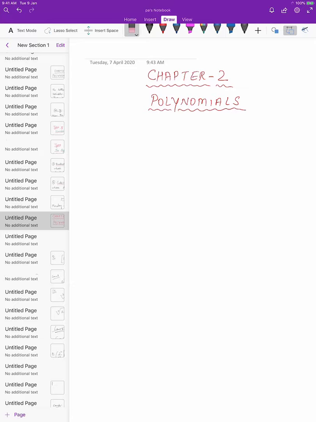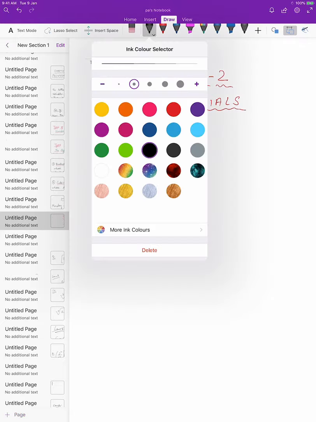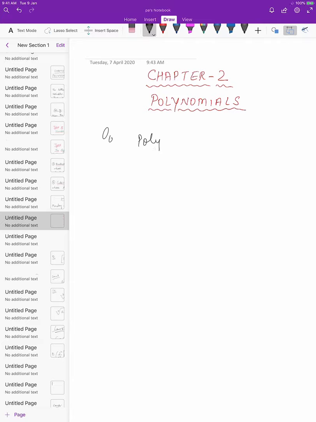Now let us start with the basic definition of polynomials. A polynomial is an algebraic expression which contains many terms. Poly means many. So it is an algebraic expression which contains many terms with some special condition. That condition is that the power of the variable should be a non-negative integer.